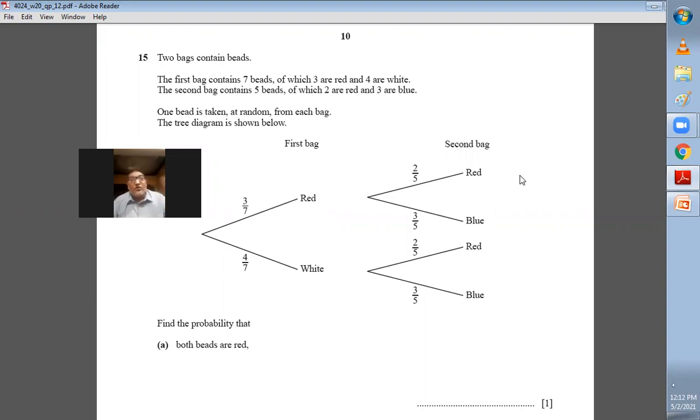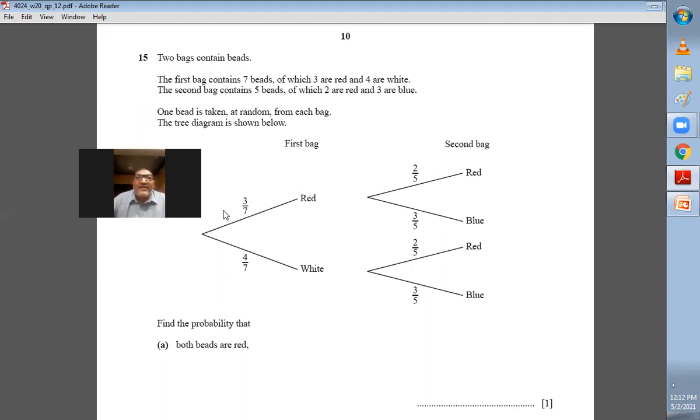We always, before going into the questions, write the outcomes. For example, here, the first outcome will be red, red. The second outcome will be red, blue. The third outcome will be white, red. And the fourth outcome will be white, blue. So the outcome's probability, I will find out by multiplying the probabilities on these arrows.